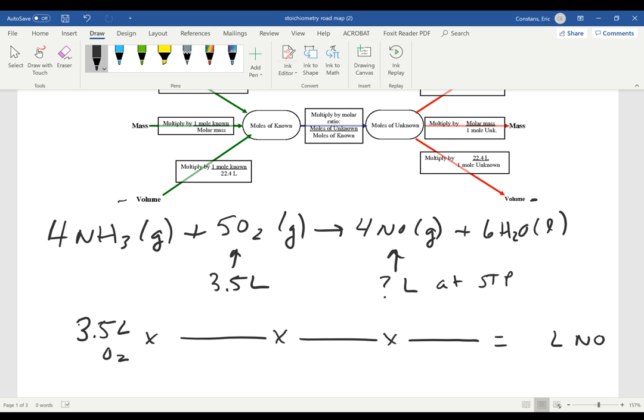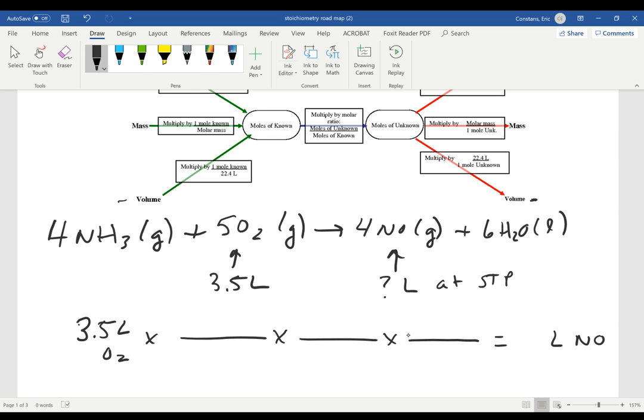So the question is, if we have this equation here, we have the reaction of oxygen and ammonia to form nitrogen monoxide and water. And we start with 3.5 liters of oxygen gas. We want to know how many liters of nitrogen monoxide we get at standard temperature and pressure. So if we're using standard temperature and pressure, we know that we can use this value 22.4 for the volume of 1 mole.